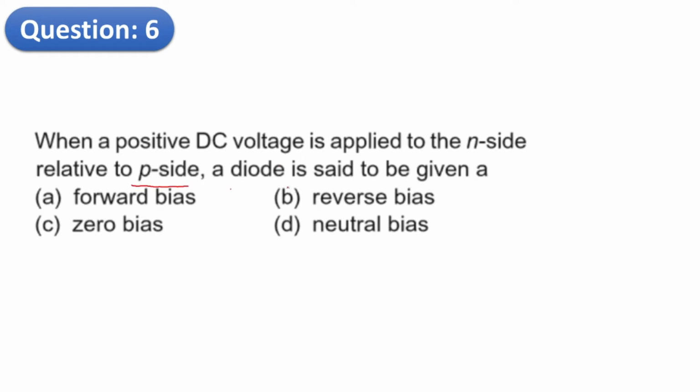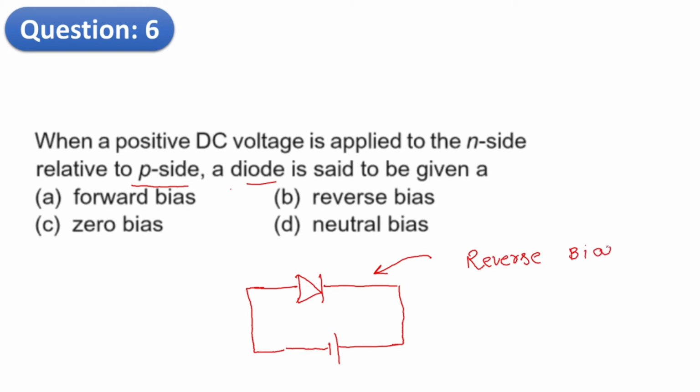Okay, next, when a positive DC voltage is applied to the N type semiconductor related to the P side, a diode is said to be biased. Okay, so this is the symbol of a PN junction diode. Okay, we applied the positive terminal of the battery connected to the N side, like this, and the negative terminal of the battery connected to the P side like this. Okay, the N side is positive relative to the P side. So this is the reverse bias case. Okay, so option B is the right option.